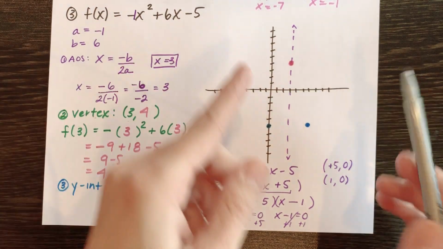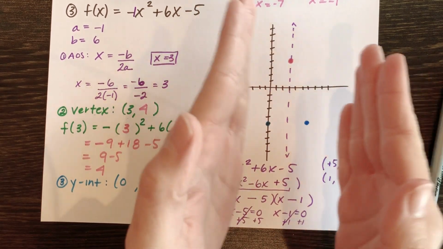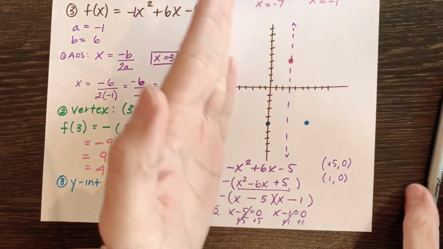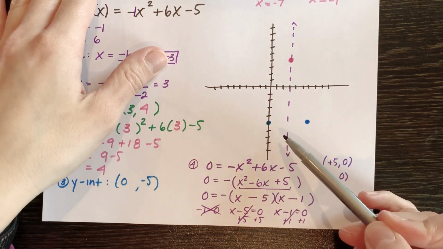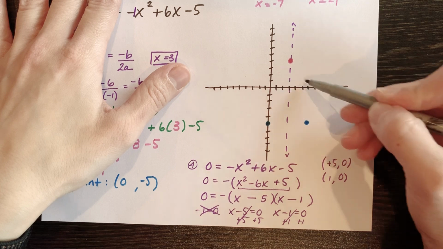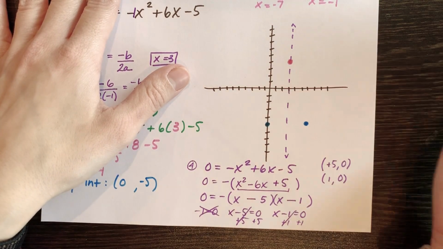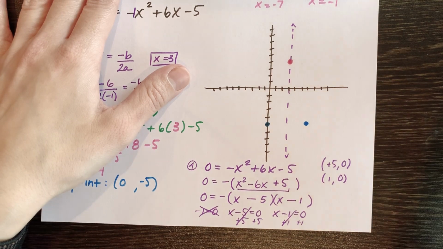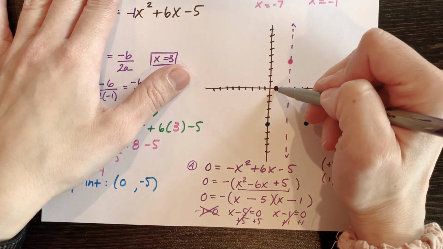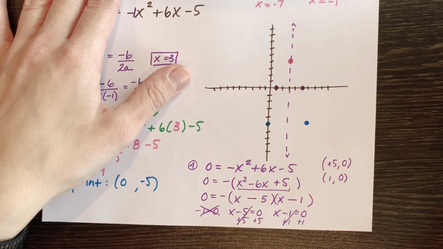My x-intercepts have to be somewhere in this window. They can't be outside that window because that doesn't make sense. I have to get a U shape. It's not going to zigzag. No way. So I know it has to be somewhere in this general area. So when I saw that negative 5, I was like, I guess I made a mistake. Something's wrong.